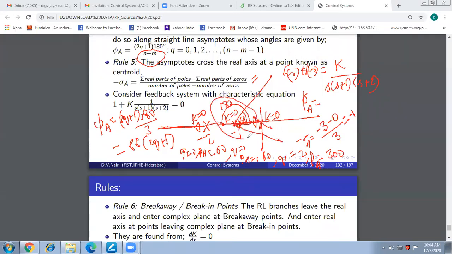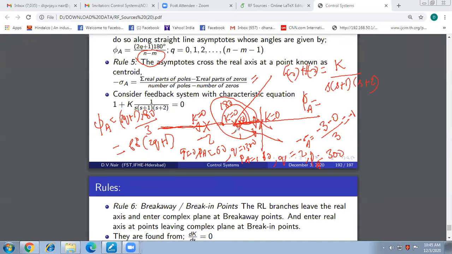300. This is 300, right? So in this way, the three asymptotes at respective angles have a common meeting point, the centroid at minus 1. And incidentally, here minus 1 happens also to be one of the open loop poles, not necessarily always. Here it is, coming out like this, right? So we got all three asymptotes.